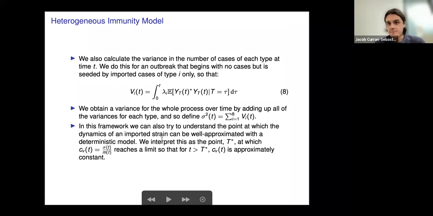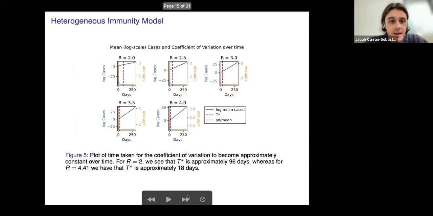When this becomes the case, we call this point T star. We look at the point where this coefficient of variation, which is the standard deviation divided by the mean, reaches a limit so that it's approximately constant over time. What that means is if you've got an epidemic that's growing, your confidence interval around that mean is only growing proportionately with the mean. So you can conclude as well that it's sufficiently bounded away from zero. Understanding when this happens turns out to be quite a useful thing to do.